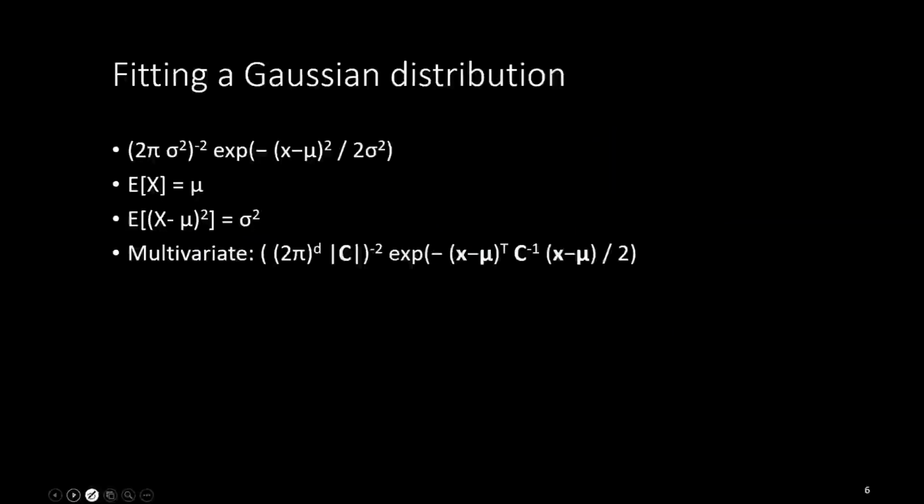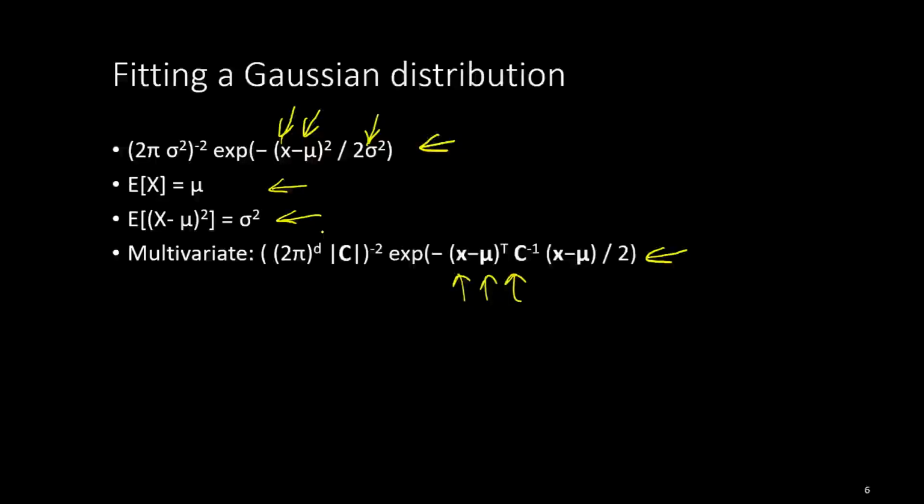As you know, the formula for the Gaussian distribution is what is given here, and in more than one dimension it is given here, where C is the covariance matrix, mu is a vector, and x is also a vector. Here x is a scalar, mu is a scalar, and sigma is the variance of the data, also a scalar. This is for one dimension. The expected value of x is mu, and the expected value of the square of the difference from the mean is the variance.